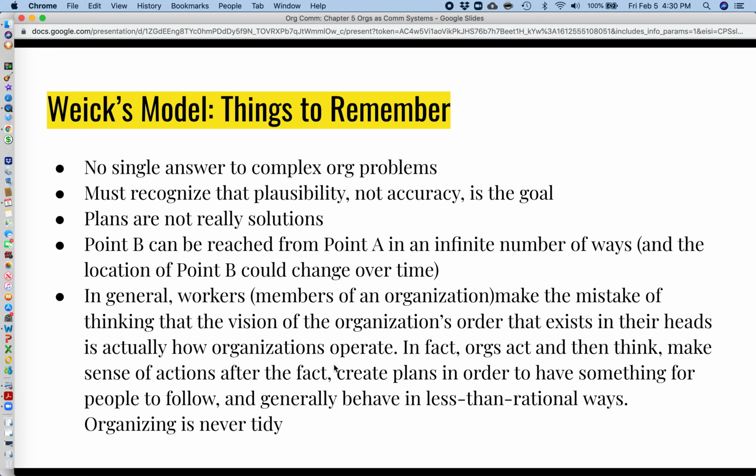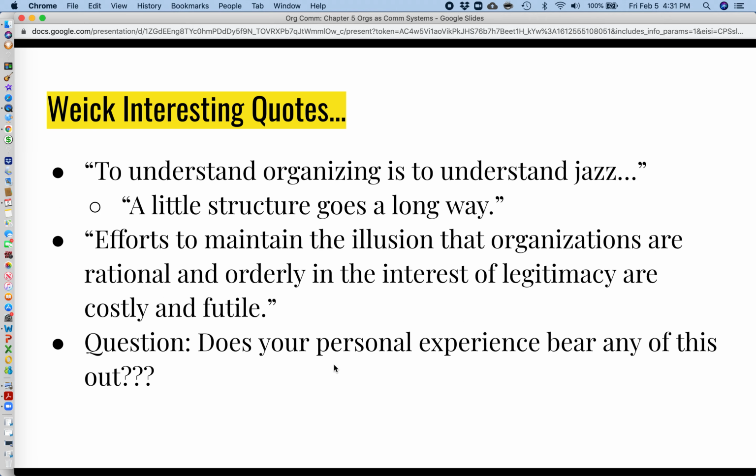So for Weick, organizing is never a tidy process. It's always complicated. So he compares organizing to jazz, right? Where there's sort of a basic structure that undergirds it, but then there's a lot of improvisation and changes throughout, right? And if we try and maintain the idea that an organization's rational and orderly in order to make it seem legitimate, that's just futile and costly, right? Organizations are not rational.